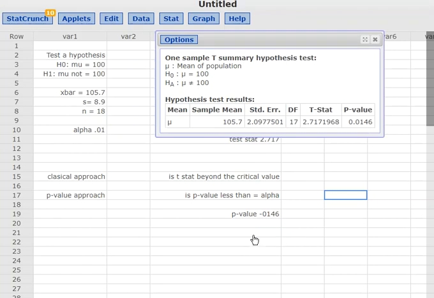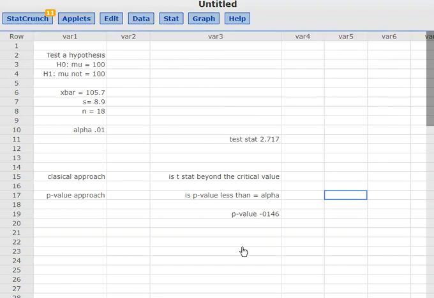Now, if I go to the p-value method, I'm comparing 0.0146 with alpha, which is just 0.01. Is the p-value less than or equal to alpha? The answer is no. So even with the p-value approach, I would fail to reject the null hypothesis. And my conclusion would be that there is not sufficient evidence to support a claim that the mean is not equal to 100. And that would be solving this as a hypothesis test.